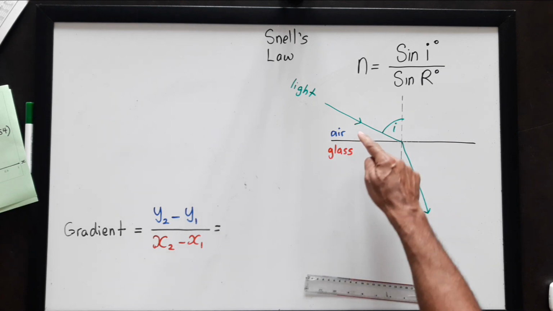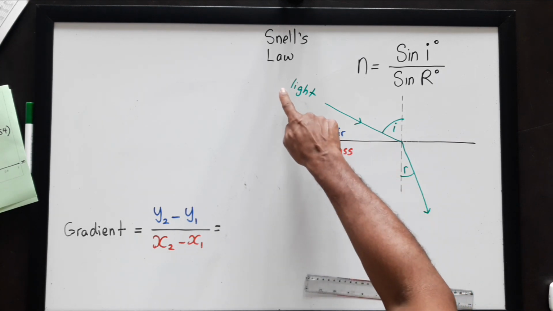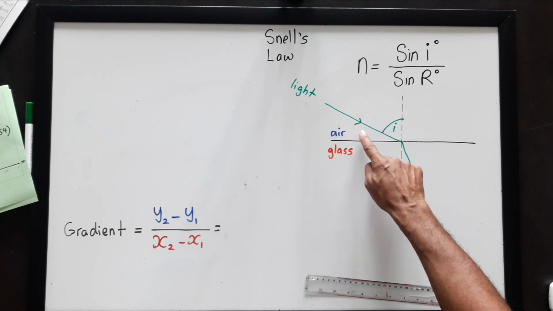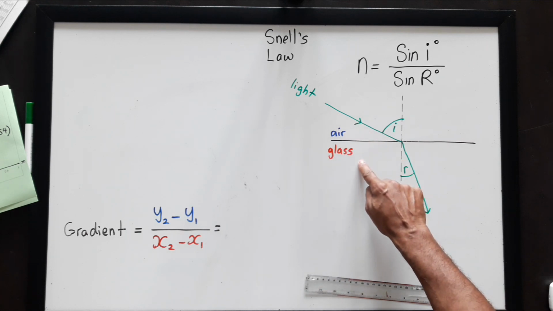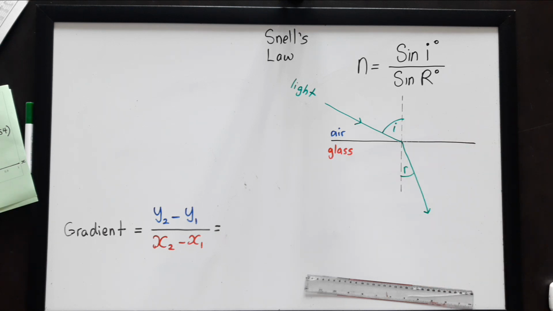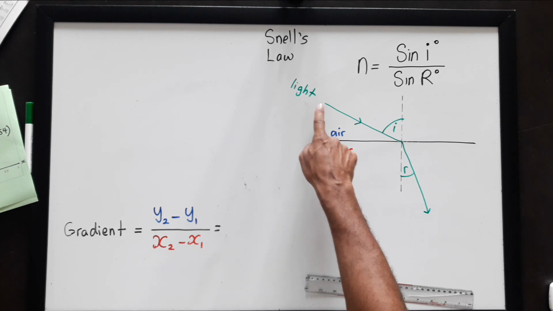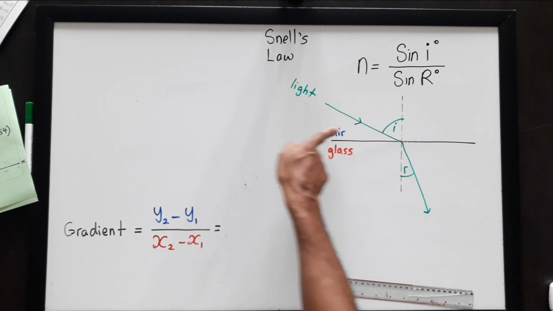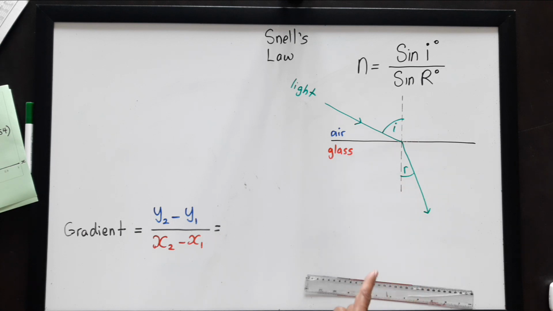On the board, you will see an air glass boundary, and we have a ray of light trying to move from air into glass. Now, from personal experience, I'm sure that you all have seen a straw in a glass, and when you look at the straw inside the glass, it looks twisted. That's because of something called refraction. So whenever light tries to go from one substance, in this case air, and tries to enter another substance, the light usually bends.